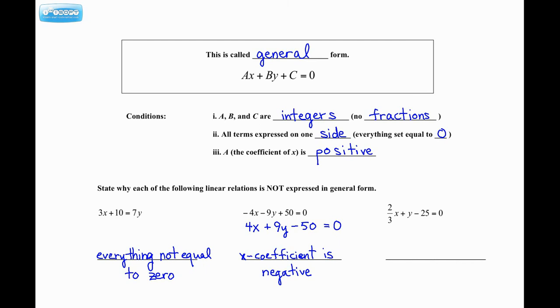All right, the last one, I think this is perhaps the most obvious. This number here is positive, everything is set equal to 0, but we've got a fraction. We can't have any fractions present. So there is a fraction, and in general form, that's a no-no.